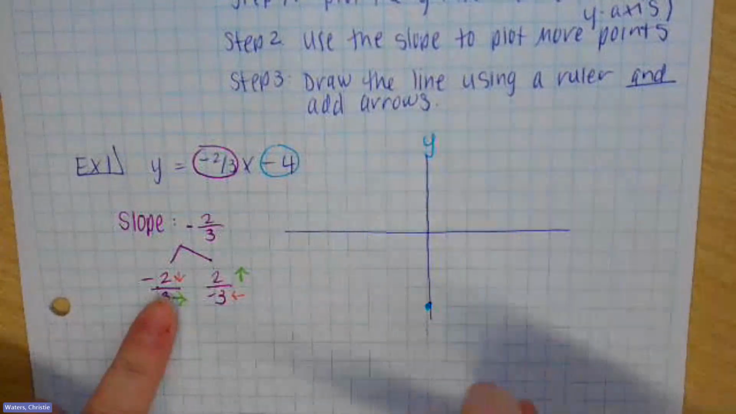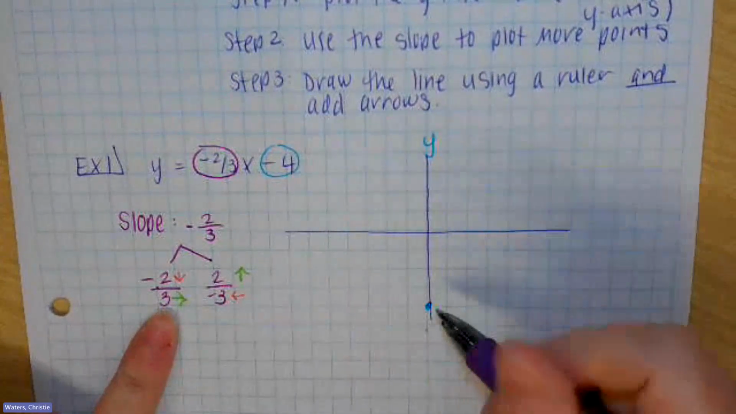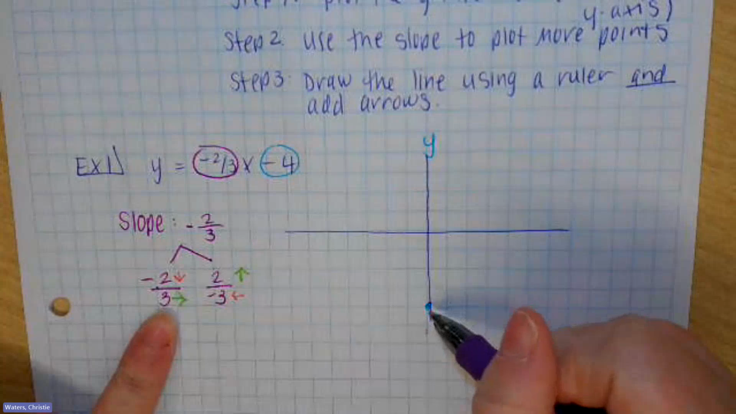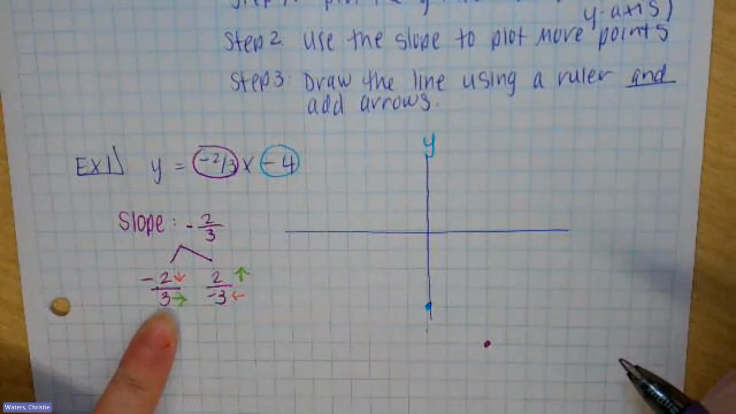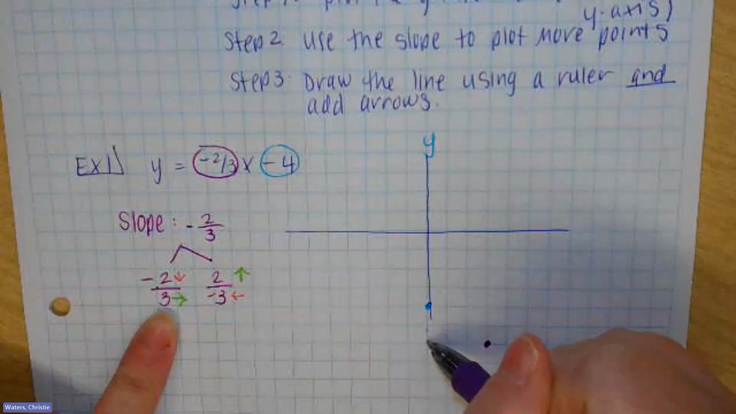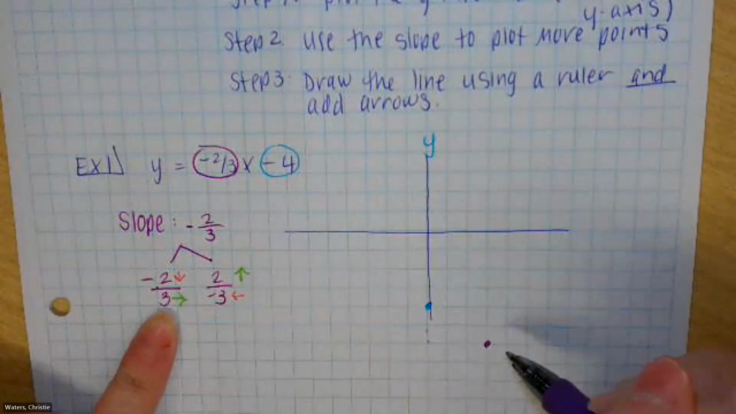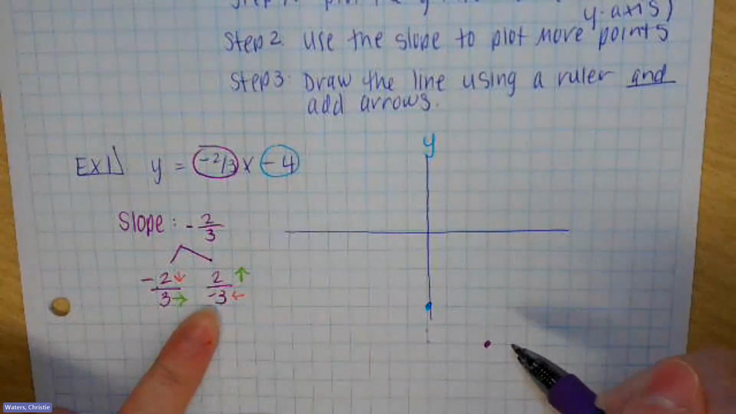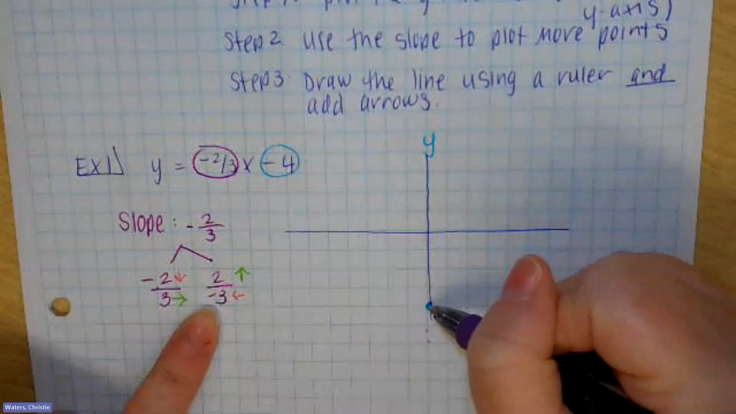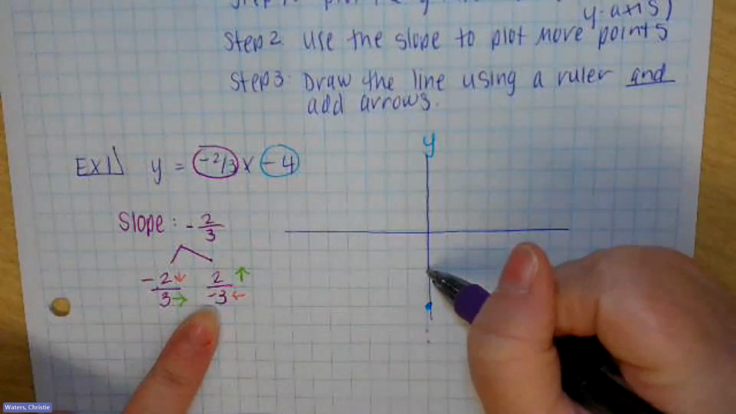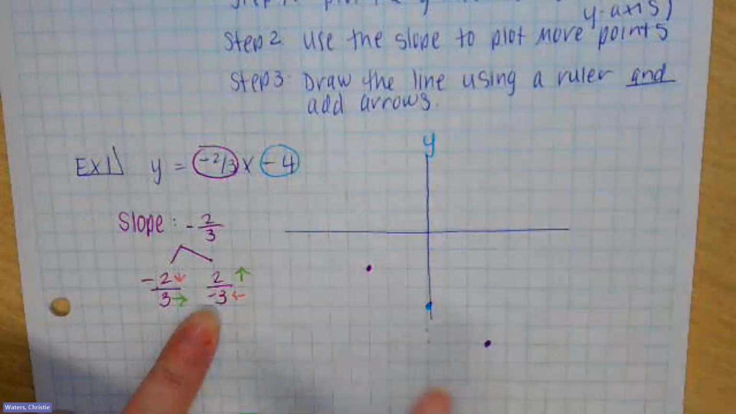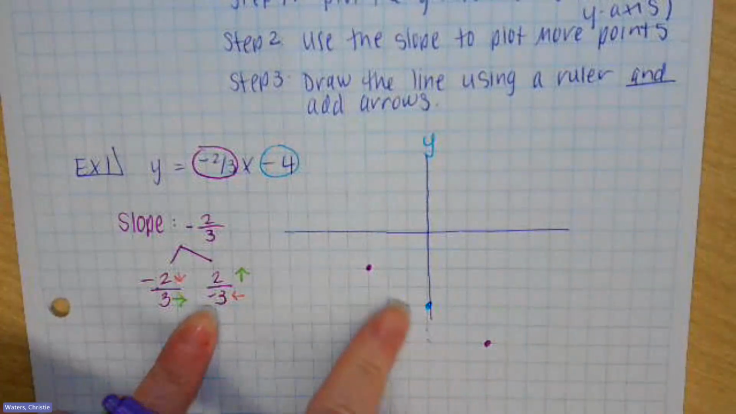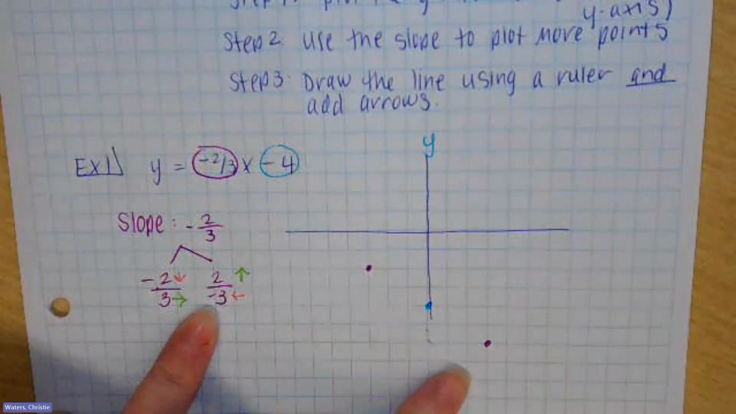So if I go down 2, right 3 from my y-intercept, I count down 2, right 3. That lands me right here. Okay, down 2, right 3. If I follow this other direction, that tells me to go up 2, but then go left 3. And you can see those points are all collinear. They all line up with each other. So both of them worked.